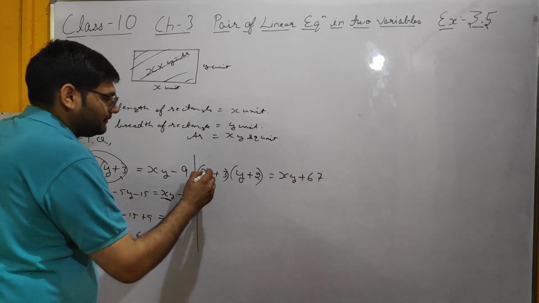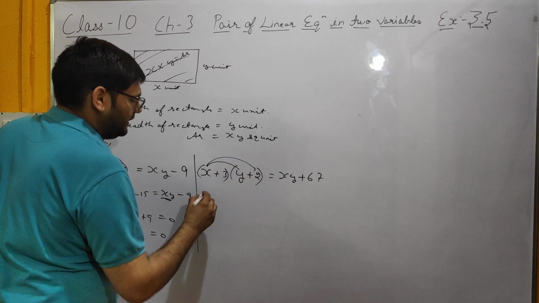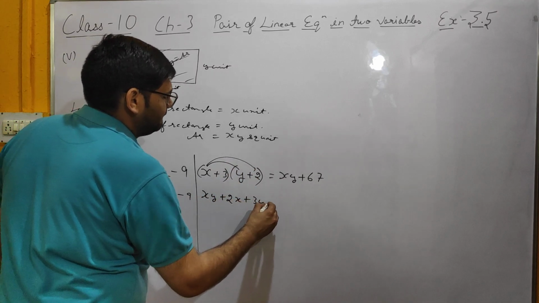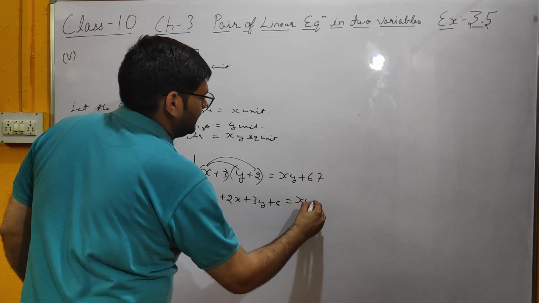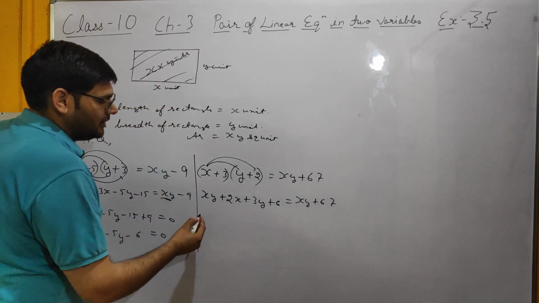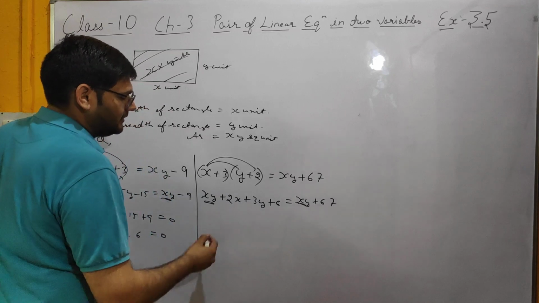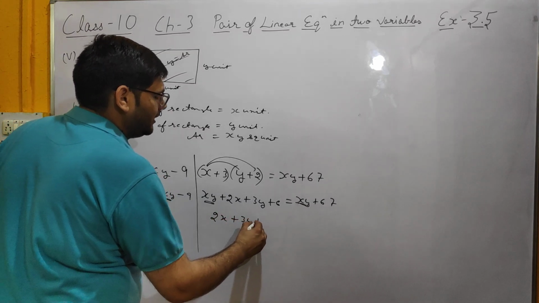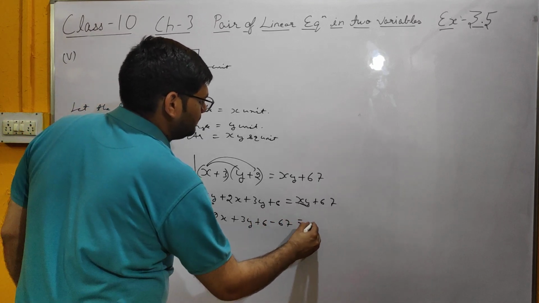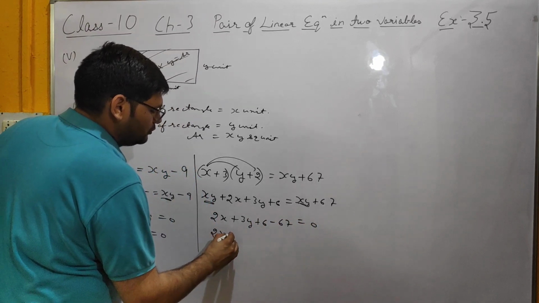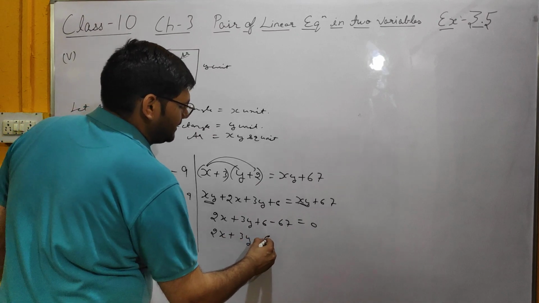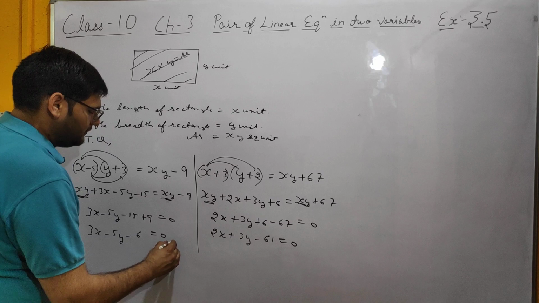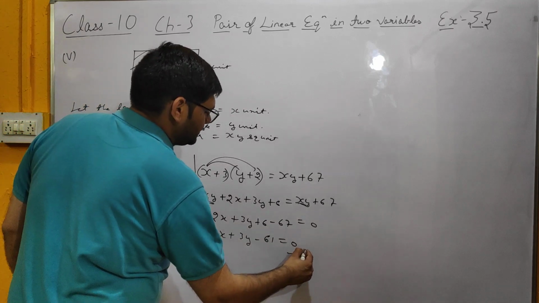Next, again multiply individually. So xy plus 2x plus 3y plus 6 equals xy plus 67. Again xy cancels. What you will be left with? 2x plus 3y plus 6 minus 67 equals 0. So 2x plus 3y minus 61 equals 0. So this was the first equation and this is the second equation.